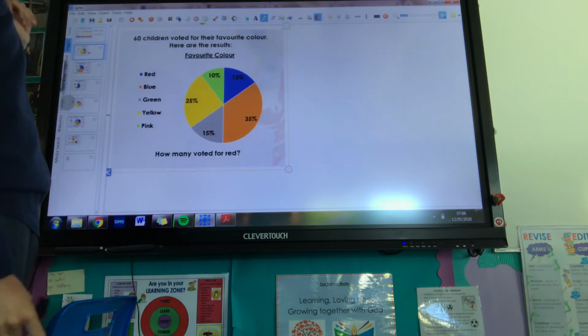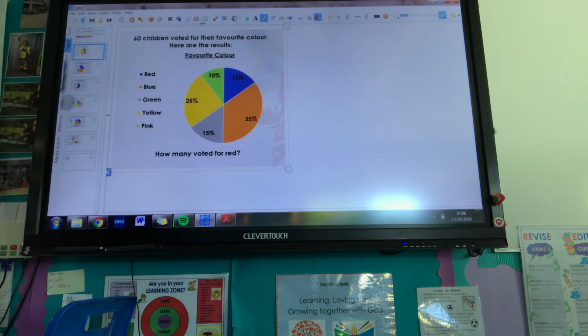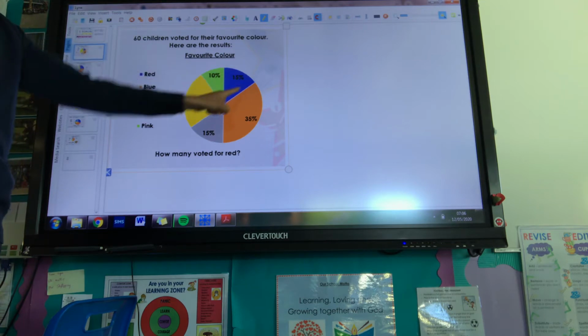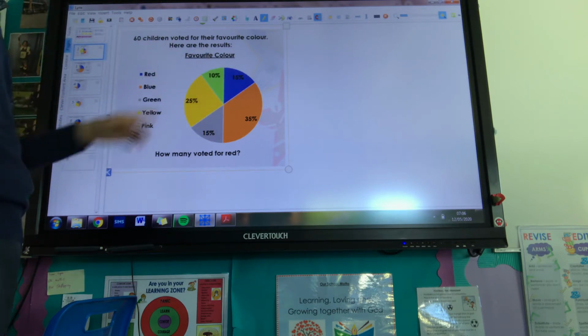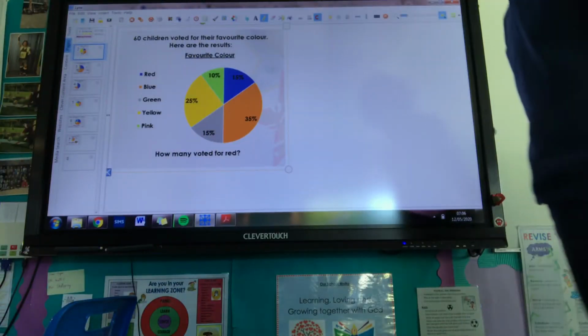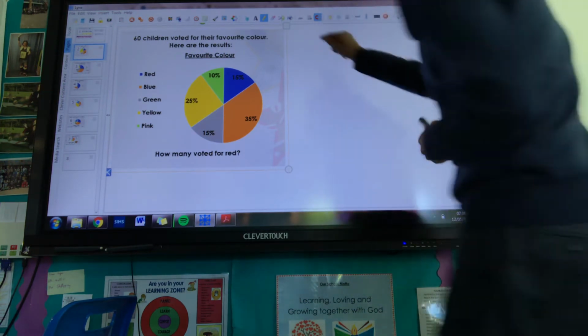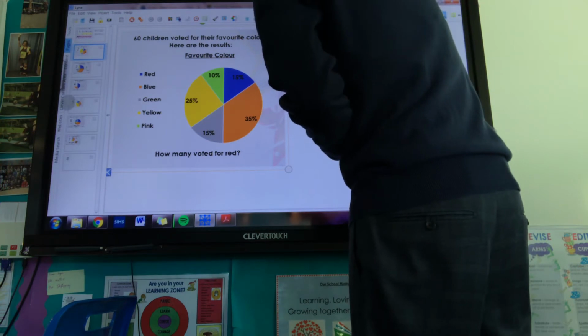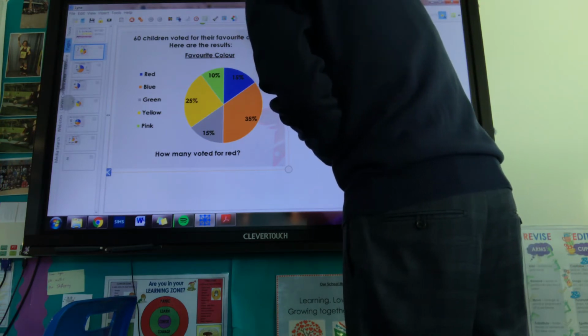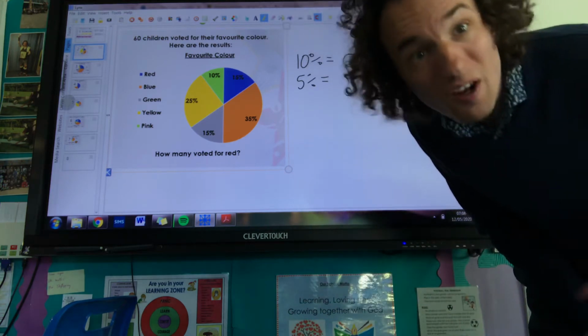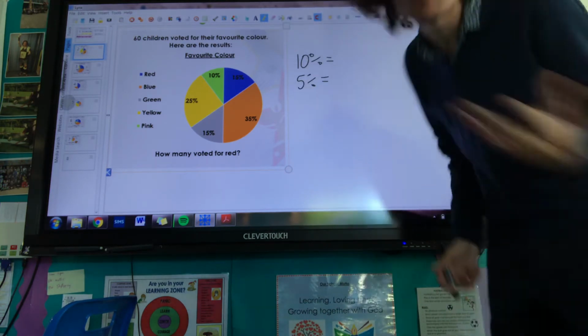Okay, gang, let's look at this first problem. 60 children voted for their favourite colour. Here are the results. So we've got our pie chart here. How many voted for red? So we have got to find 15% of 60. That's what it's asking us for. 15% of 60. Now, if we look at 15%, that looks tricky. But what if we broke it into 10% and 5%? Well, we can find 10%. We can find 5%. All we'll have to do at the end is add them together.